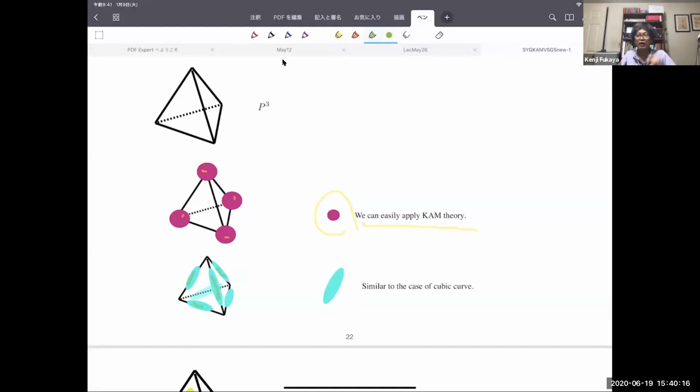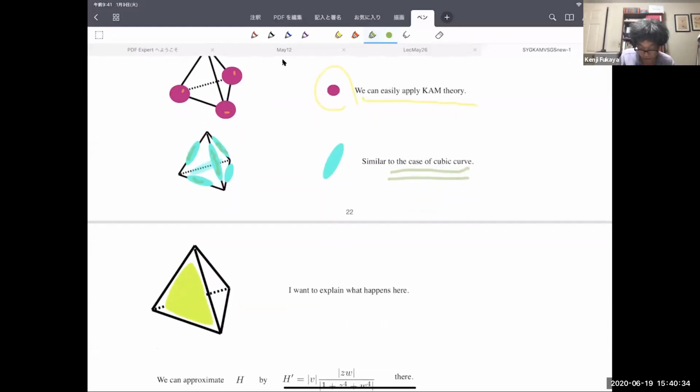That part may be slightly different, but this part is actually rather similar to the case of the cubic curve. You can do this approximation in a similar way, and you can analyze it. Maybe I will come back to this at the end of my talk, but I just want to mention that this is very similar to the cubic curve case.